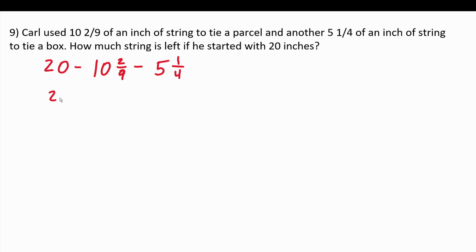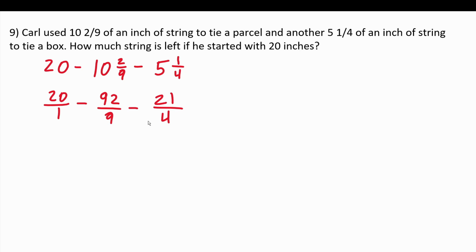I'm going to write 20 as a fraction by placing it over 1. Likewise, I'm going to convert these mixed numbers to improper fractions. To do that for this first one, we're going to do 10 times 9, which is 90, plus 2. So this is 92 over 9. And to convert this mixed number to an improper fraction, I'm going to do 5 times 4, which is 20, plus 1, which is 21 over 4.